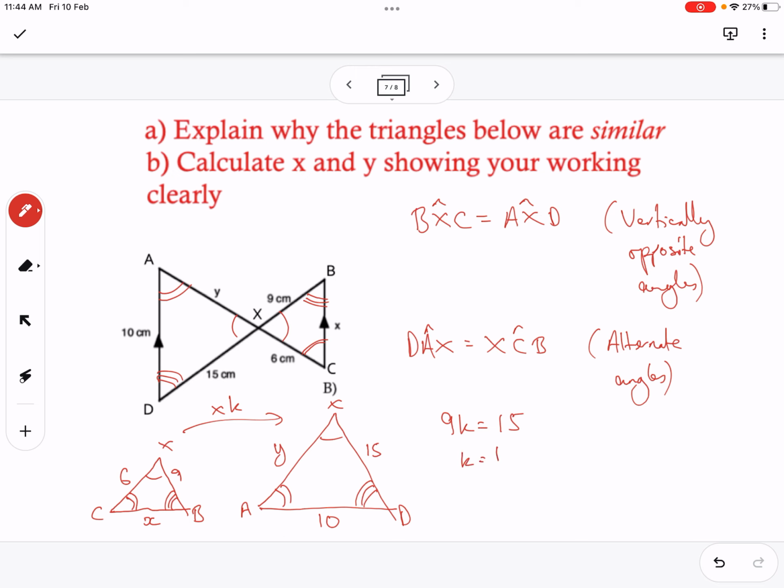So k is 15 over 9. Again, I can divide the top and the bottom by 3. 5/3 or 1 2/3 is what everything is being multiplied by. That's going to unlock my question here. Let's do the first bit.